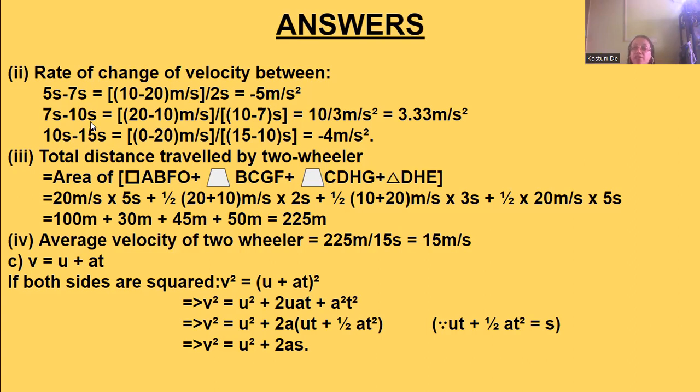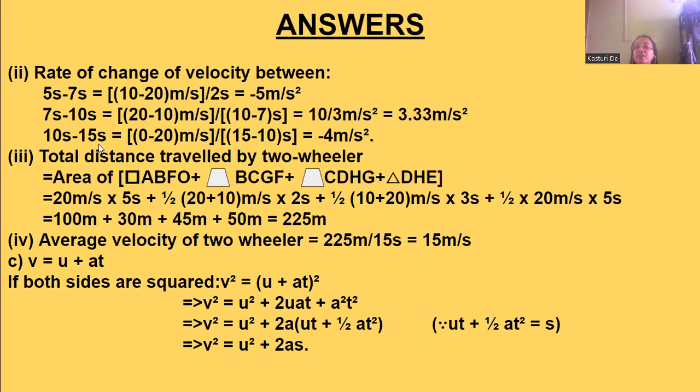Then for 7 seconds to 10 seconds, at 7 seconds it was 10 meters per second, and at 10 seconds the velocity became again 20 meters per second. So the final velocity is 20 and the initial velocity is 10. So 20 minus 10, and the starting time is 7 and the ending time is 10. So 10 minus 7, the change in velocity by time will be 10 by 3, that means 3.33 meters per second square.